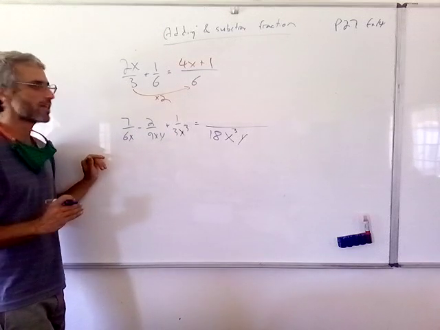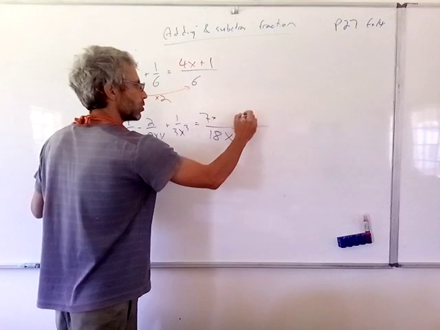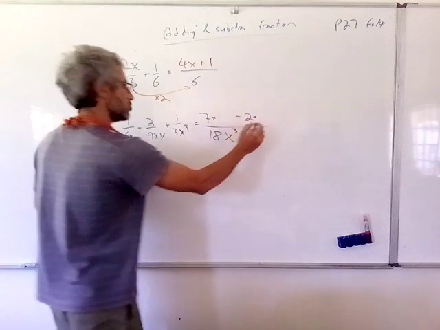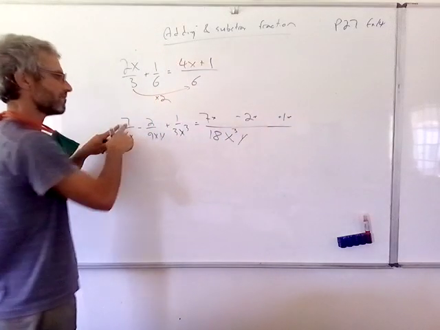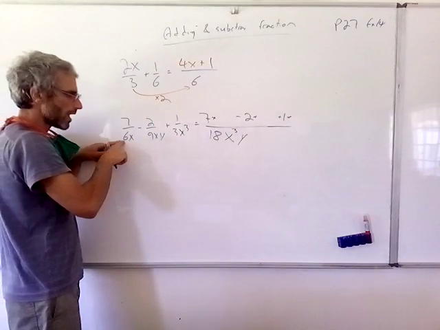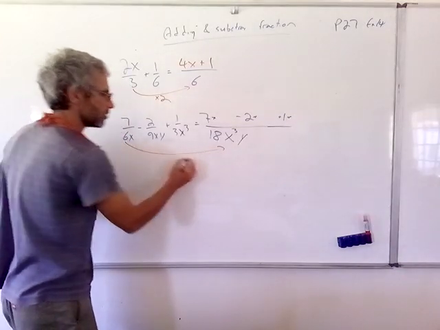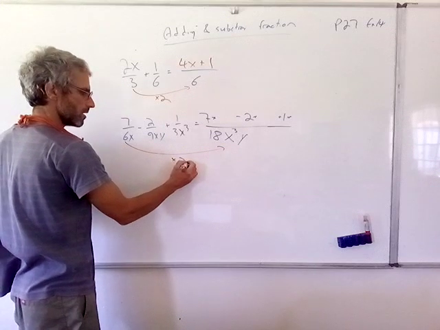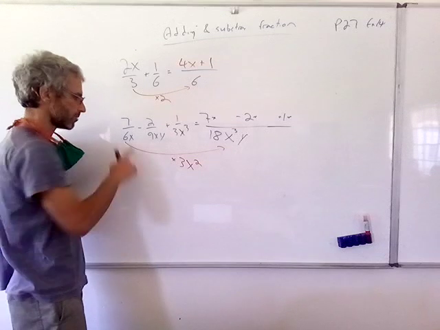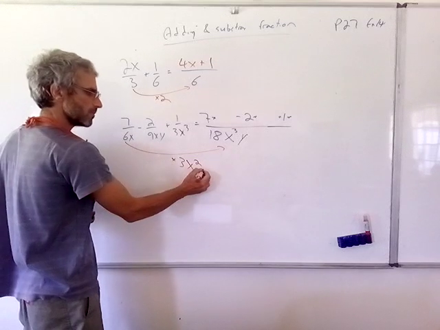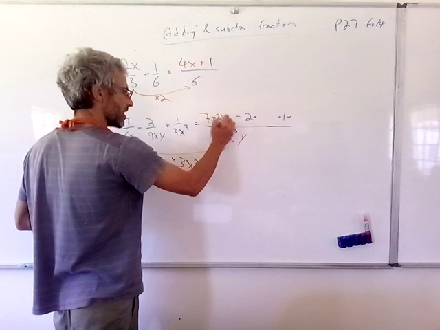Now we just have to figure out what we multiply the 7 by, what we multiply the minus 2 by, and what we multiply the 1 by. So the 7. How did I go from 6x to 18xy? What did I have to multiply? 3x squared. Thank you again, Hannah, because x times x squared is x cubed. So the 7 I must multiply by 3x squared y.